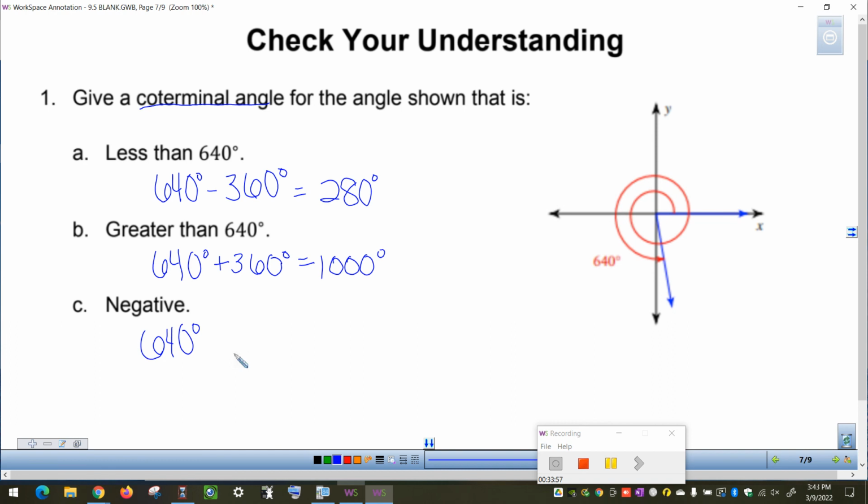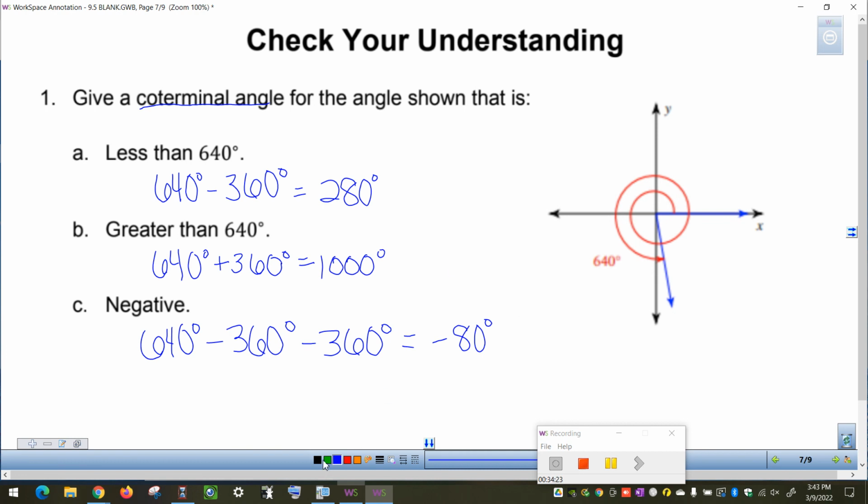Oh, let's think about if we start back at 640 again. Well, if we subtract 360 one time, we get to 280, which is not quite negative yet. So we could actually just do it a second time. So you could either subtract 360 from 640 twice, you could subtract 720 from 640, or you could subtract 360 from 280. These are all going to get us to the same end result of negative 80.